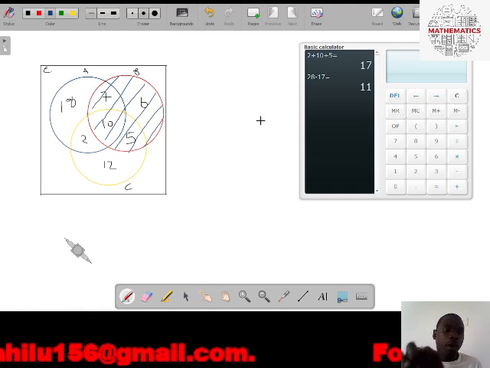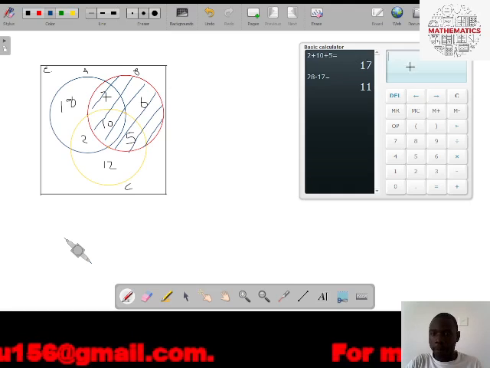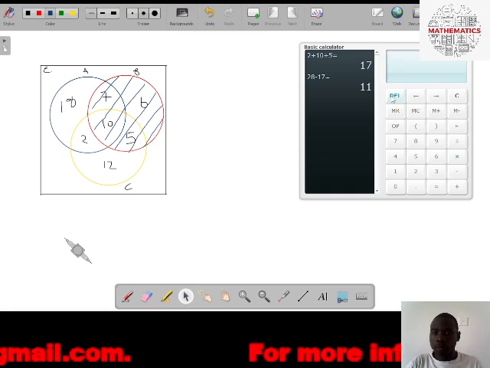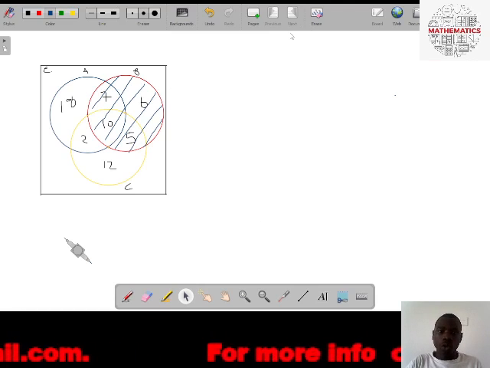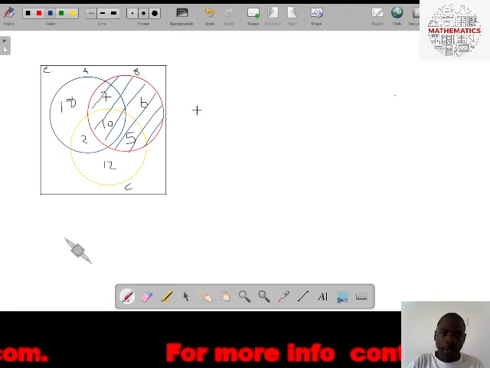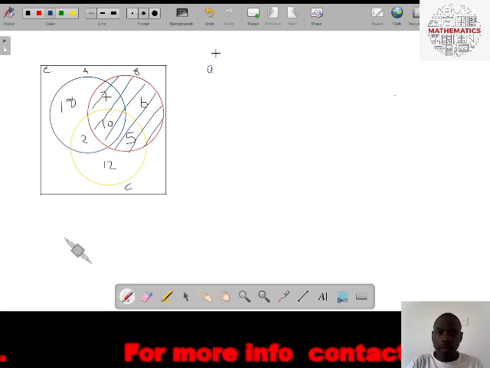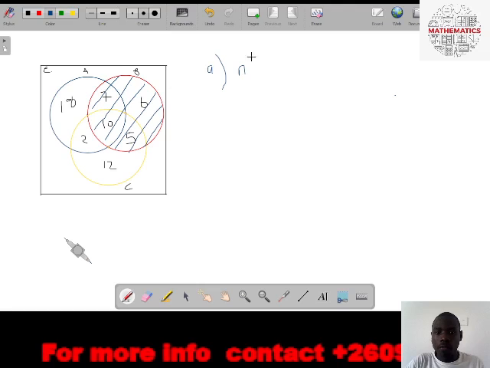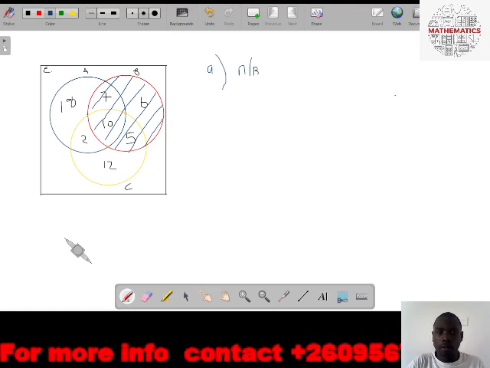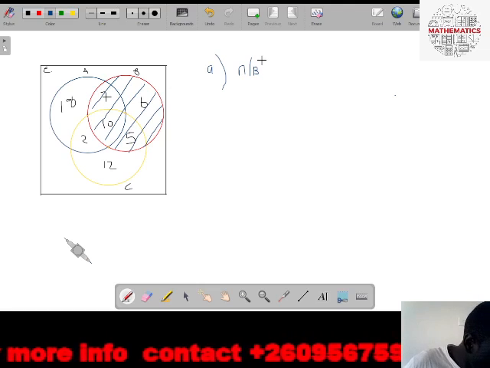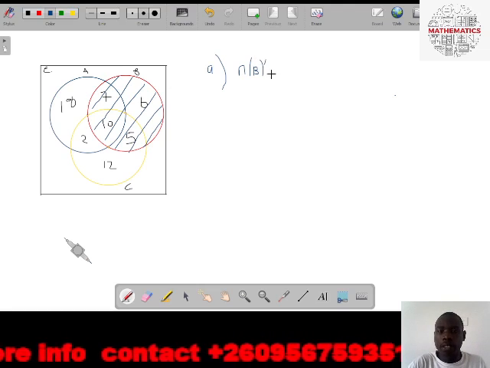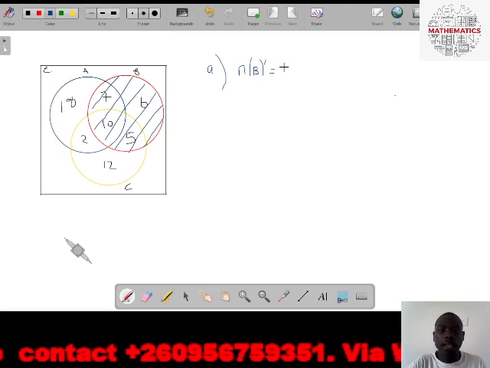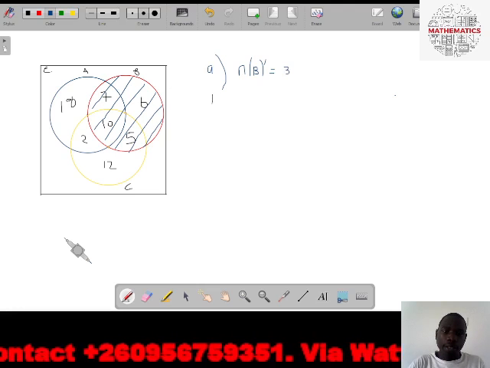Now since the question is number of B complement, therefore you say, number of B complement, that is question A. Number of B complement is equal to, you count how many numbers are remaining when you exclude set B. There is actually 3.